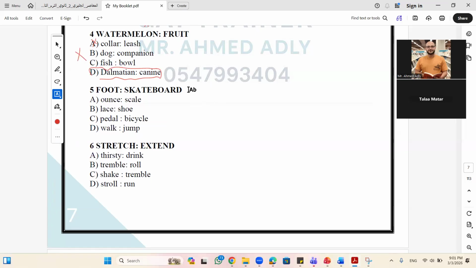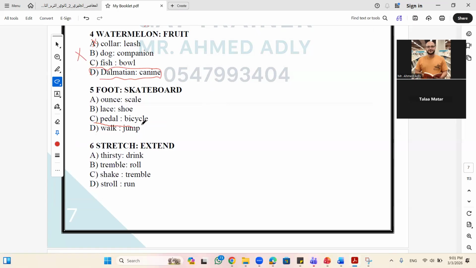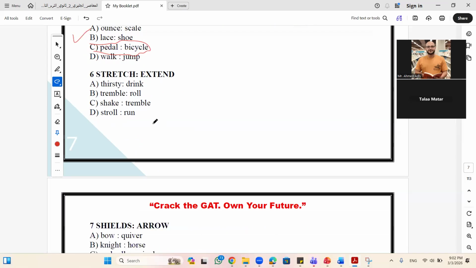Foot and skateboard is going to be pedal and bicycle. That's wonderful. Feel free to build the analogy sentence. For example, a foot propels or moves a skateboard. We push a skateboard, yes, propels. So a foot propels a skateboard like a pedal moves and pushes a bike. Stretch and extend. Shake and tremble. Here they're synonyms, the same meaning, like shake and tremble. Good. Seven.